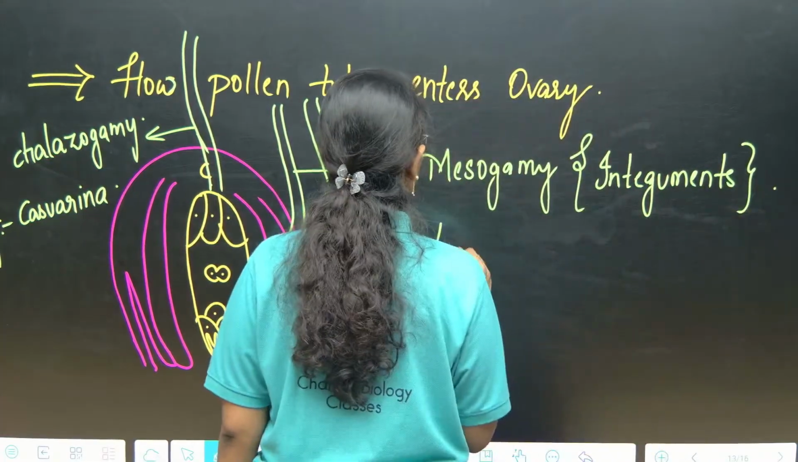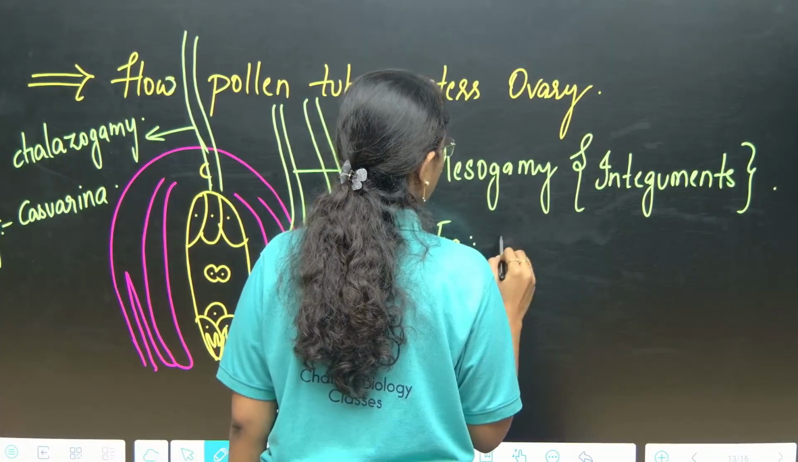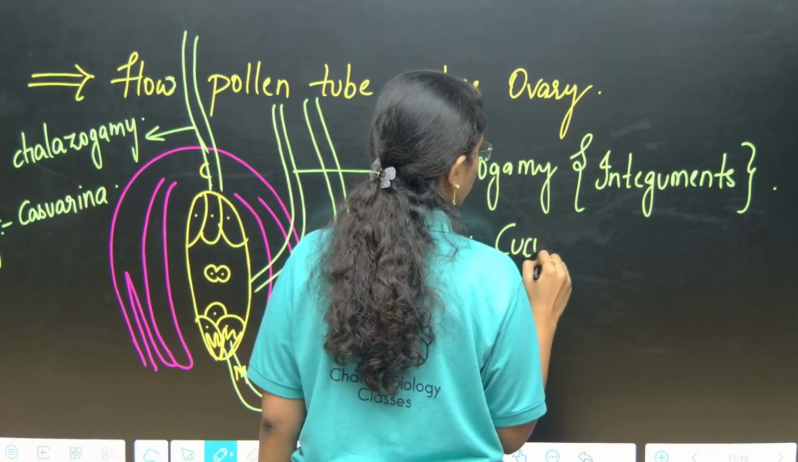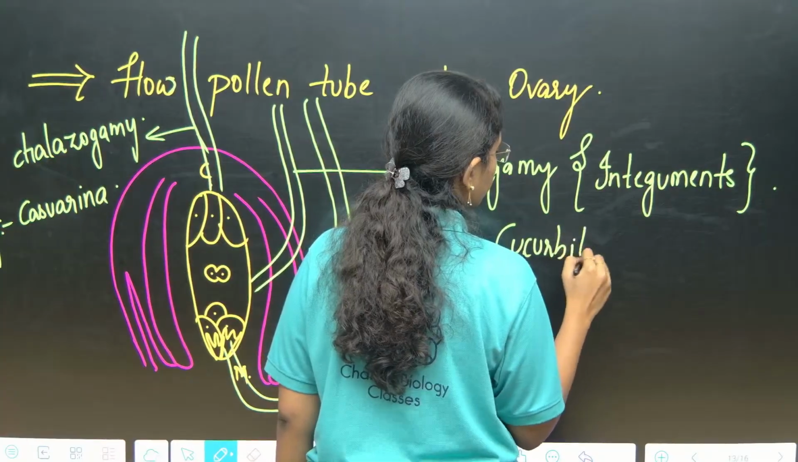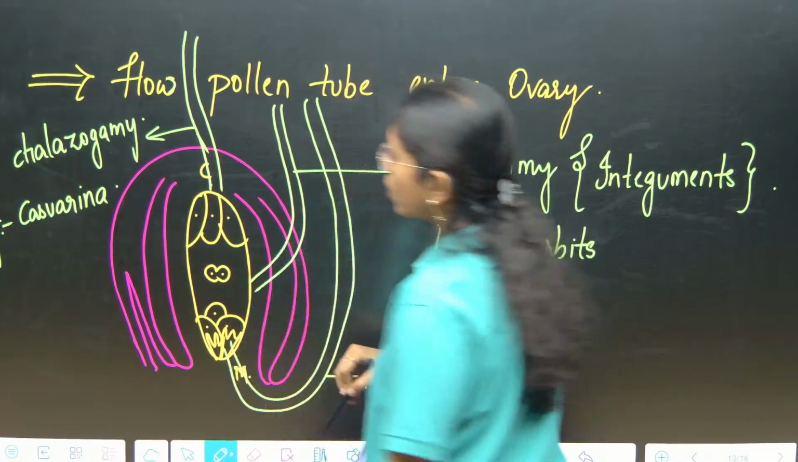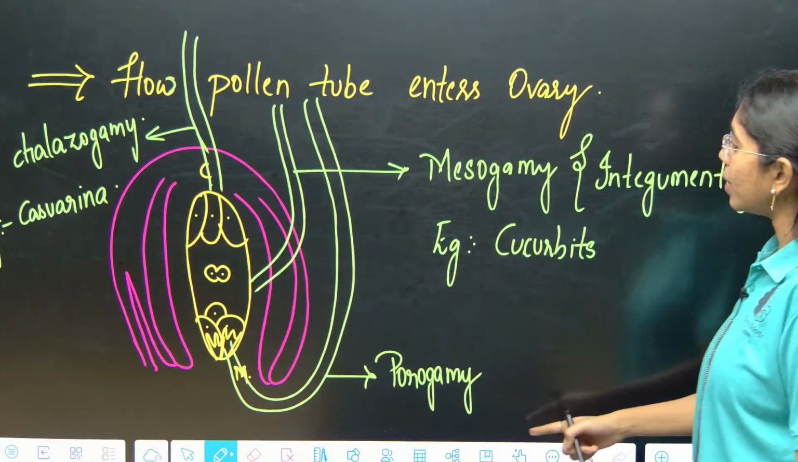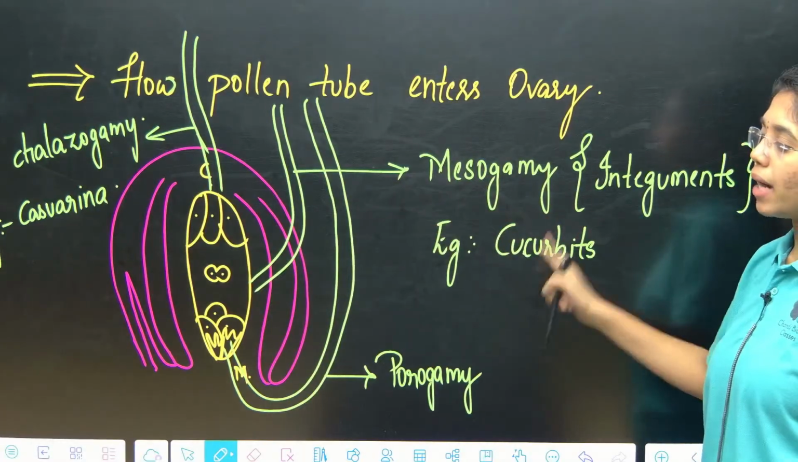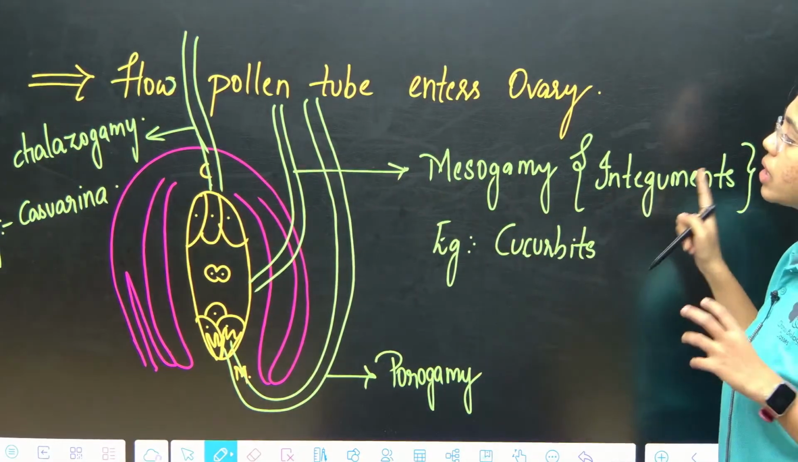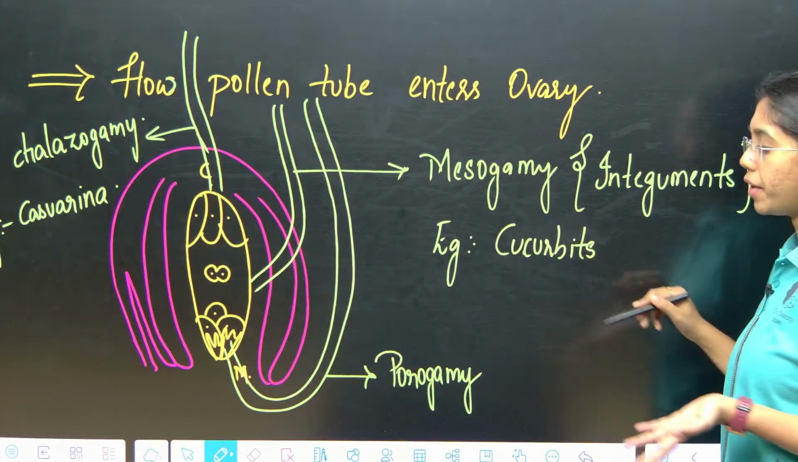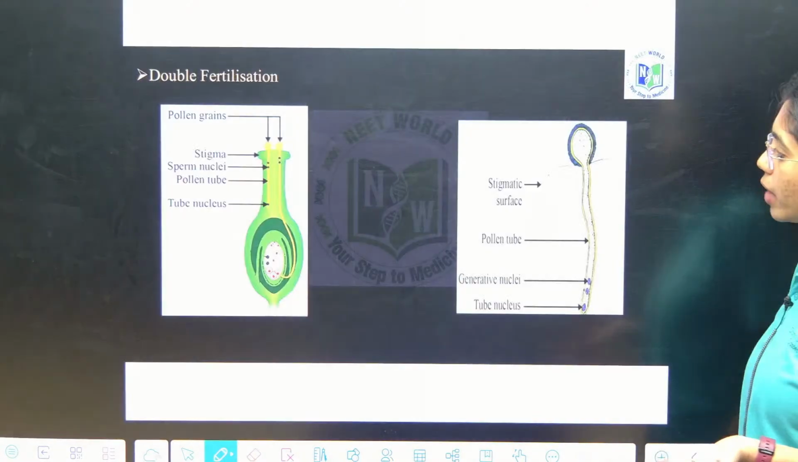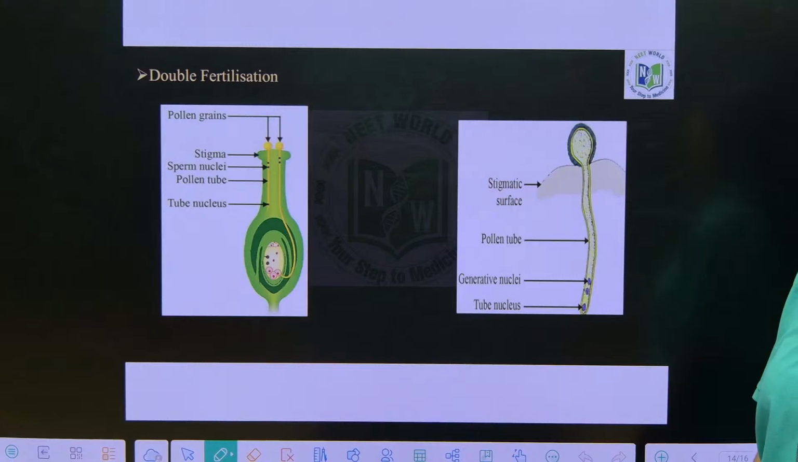Example here includes cucurbits. Clear till here? Porogamy, chalazogamy and mesogamy. These are the ways how the pollen tube can enter into the ovule. Once after entering into the ovule, what happens?